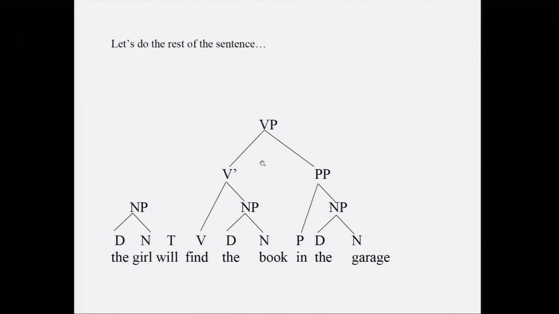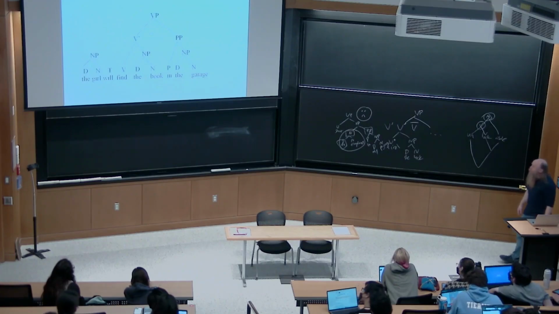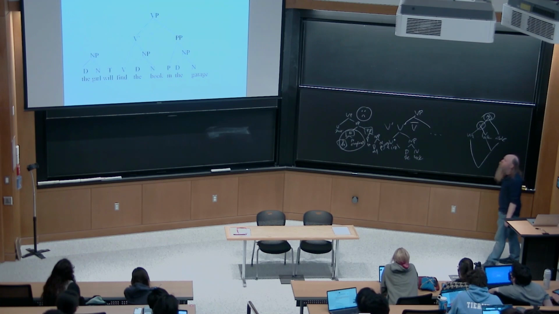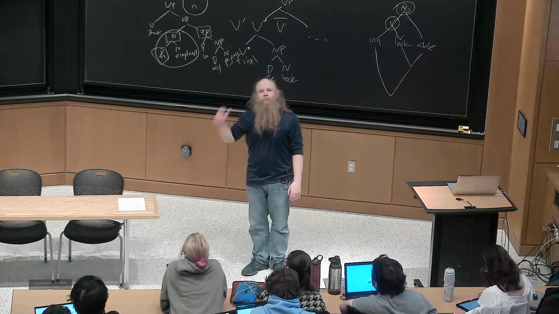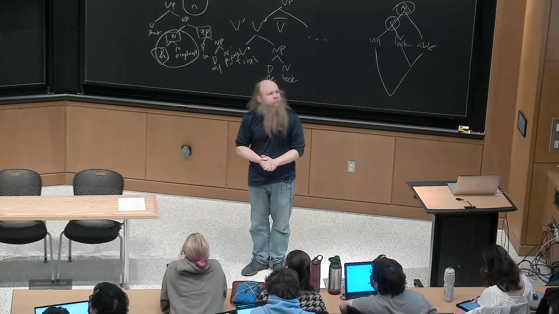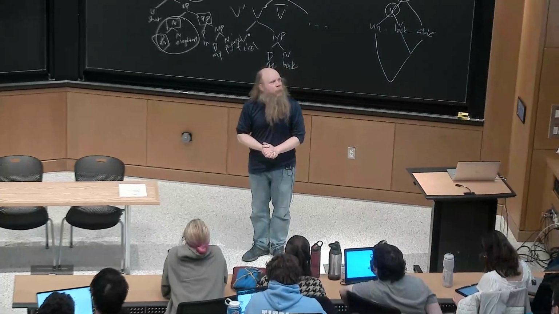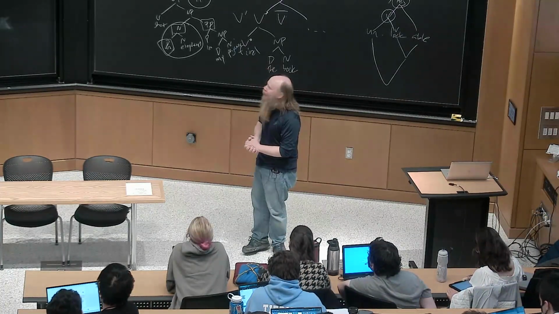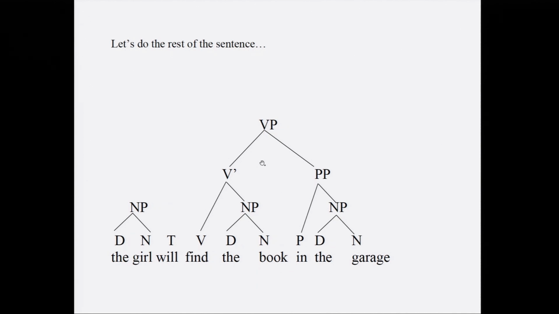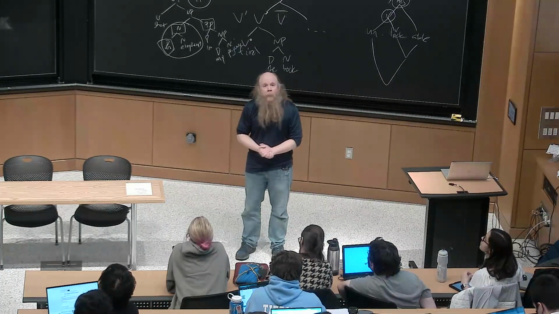To do the rest of the sentence, first of all, the girl is a noun phrase. That's kind of boring. The girl is like the book or the garage. And for will, we're going to invent a new kind of node. We're going to call it T for tense. There are all kinds of things that can go under T, right? You can also say the girl can find the book in the garage, or the girl might find the book in the garage.